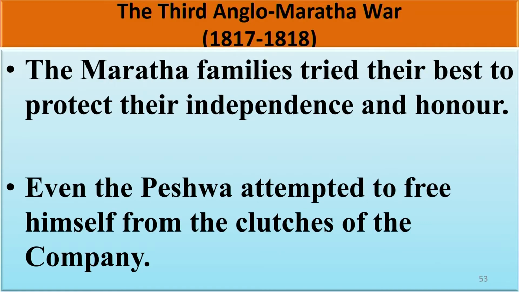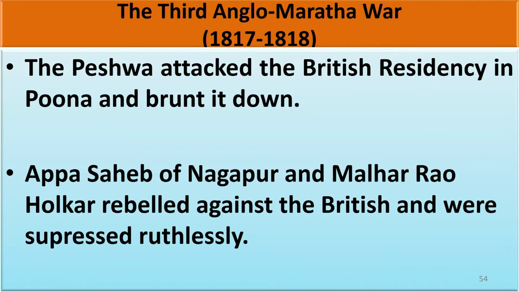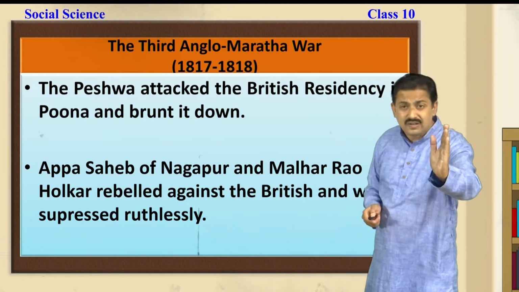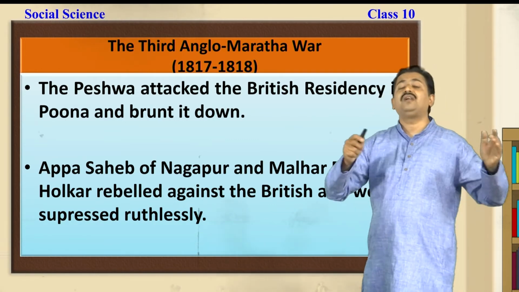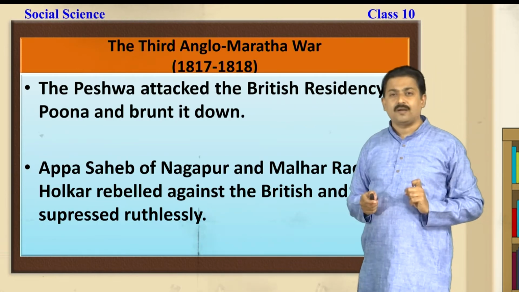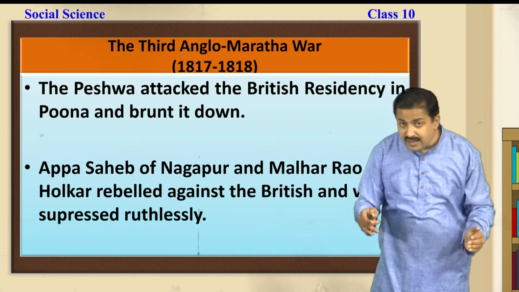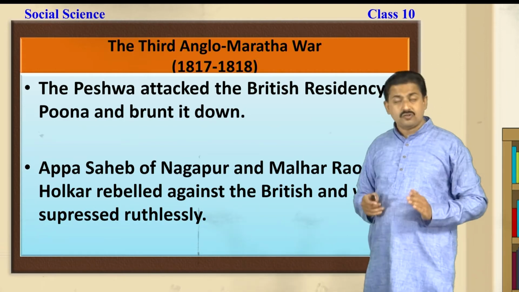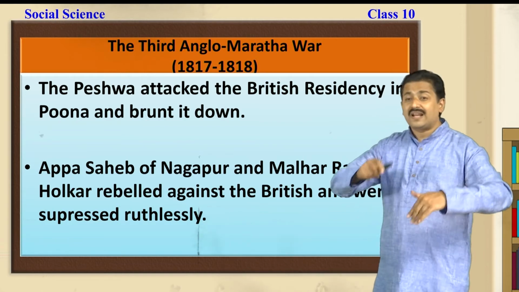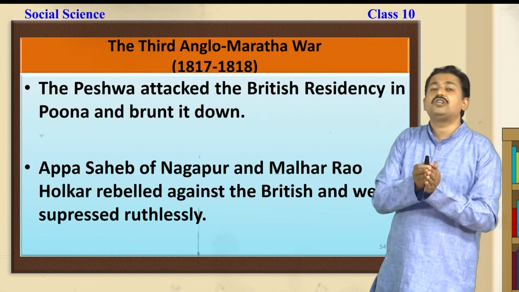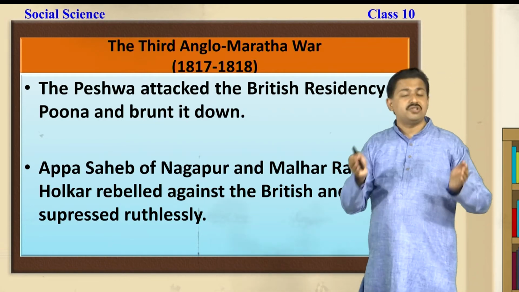Even the Peshwa attempted to free himself from the clutches of the Company. Therefore, what did he do? In the year 1817, he attacked the British residency at Pune and burnt it down. That is the beginning of the Third Anglo-Maratha War. Even subordinates like Appa Saheb of Nagpur and also Malhar Rao Holkar rebelled against the British and joined hands with the Peshwa of Pune, that is Baji Rao II.